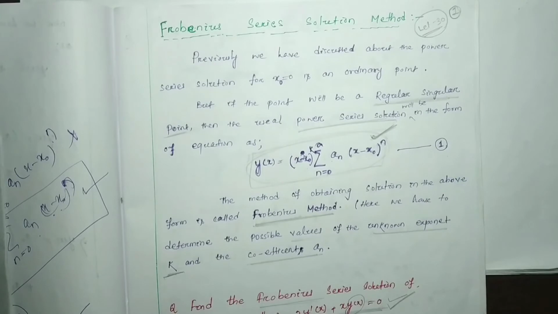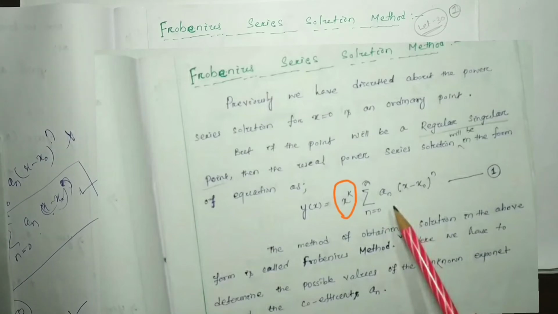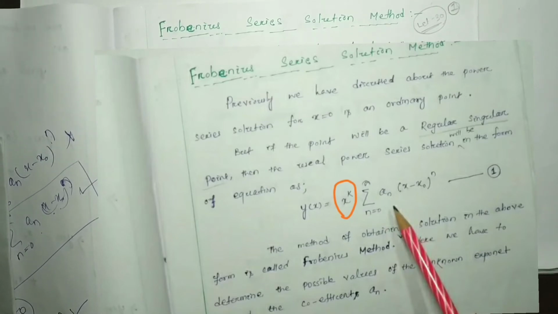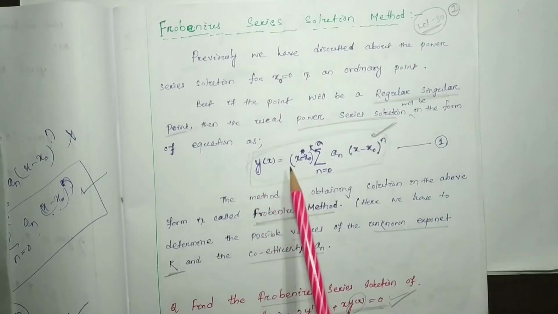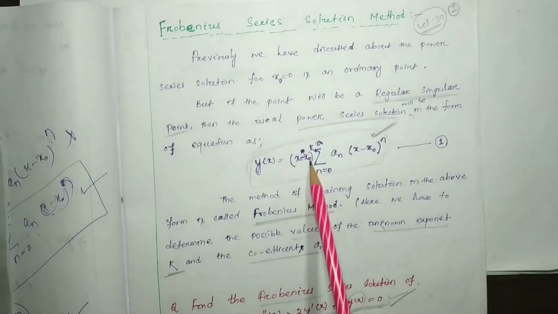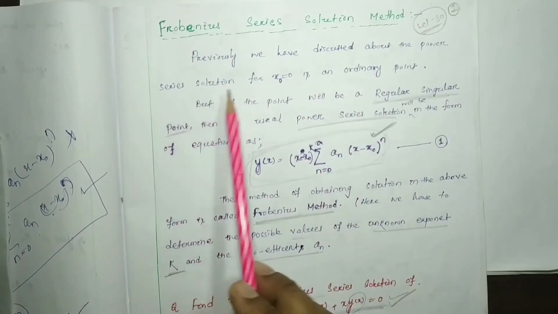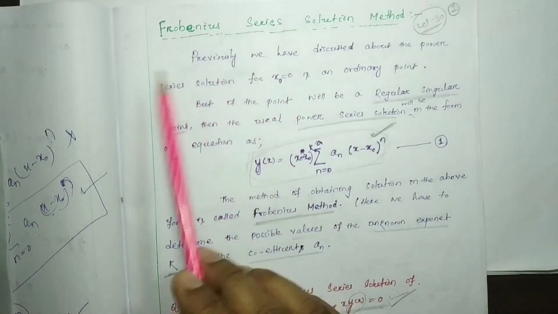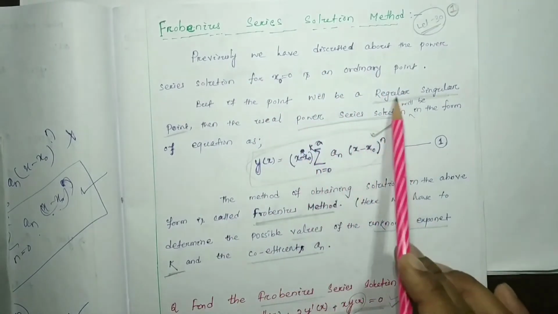This is the screenshot I took from lecture number 30: x to the power k, summation over n equal to 0 to infinity a_n (x minus x0) to the power n. But the correct one is y(x) equal to (x minus x0) to the power k, where x0 is nothing but the regular singular point. Here I also wrote the series solution for x0 equal to 0. Previously we discussed x0 equal to 0 as an ordinary point.